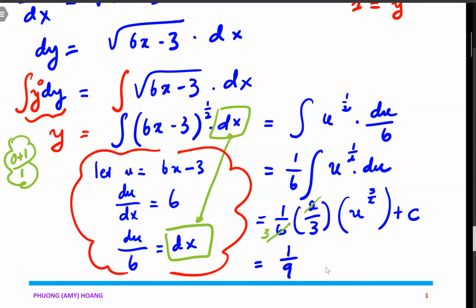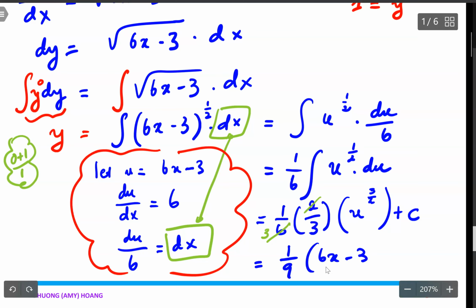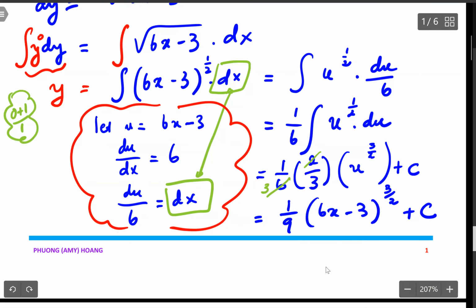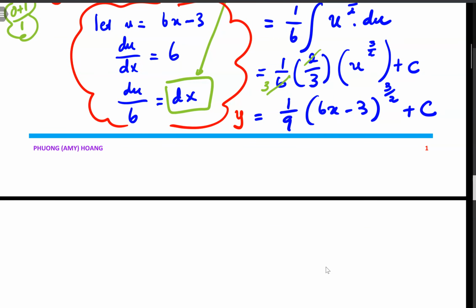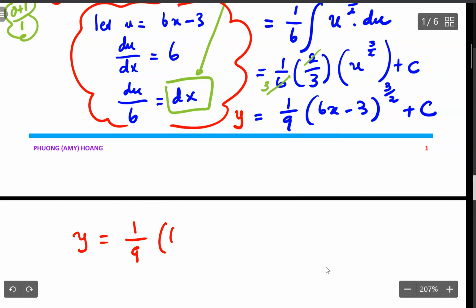Now you should write it as 6x minus 3, all of it raised to exponent 3 over 2 plus c. And what is this actually equal to? It's actually equal to y. So now you have the equation of the curve as y equal to 1 over 9, 6x subtract 3, all of it raised to exponent 3 over 2 plus c.